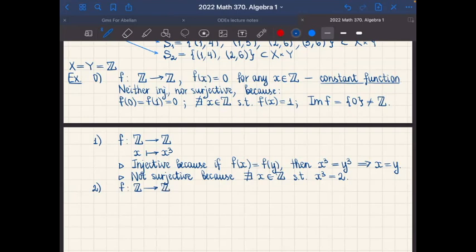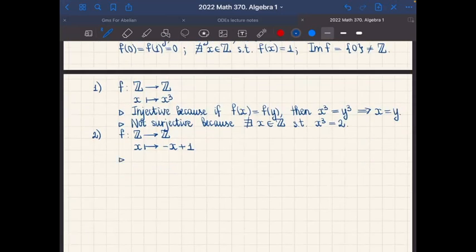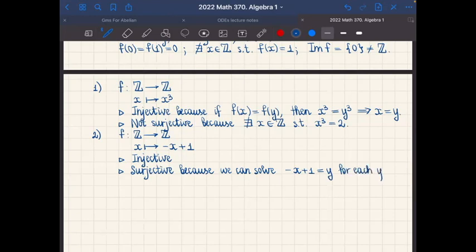And now let us consider this example where I send x to minus x plus 1. You can check that it is injective. And at the same time, it is also surjective, because we can solve minus x plus 1 is equal to y for each y in the codomain, and write it as minus y plus 1. So we see that this function is both injective and surjective.